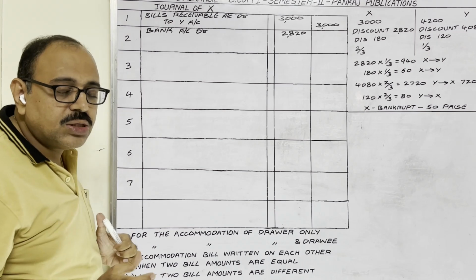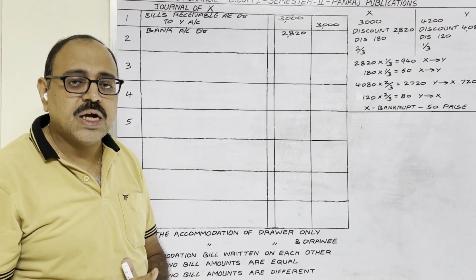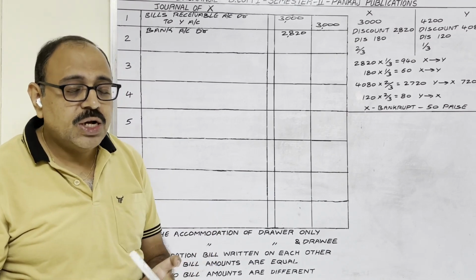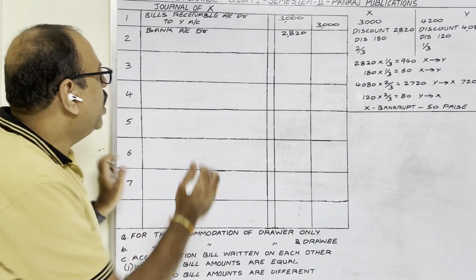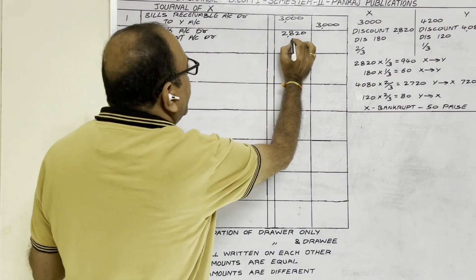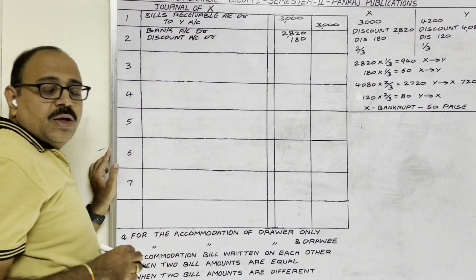So discount loss comes under nominal account. Expenses, losses, incomes, gains come under nominal accounts. Nominal account rule: debit all expenses and losses, credit all incomes and gains. Discount is a loss. Therefore, we have to debit. Discount account debtor, amount 180 rupees. You can debit discount allowed account also.